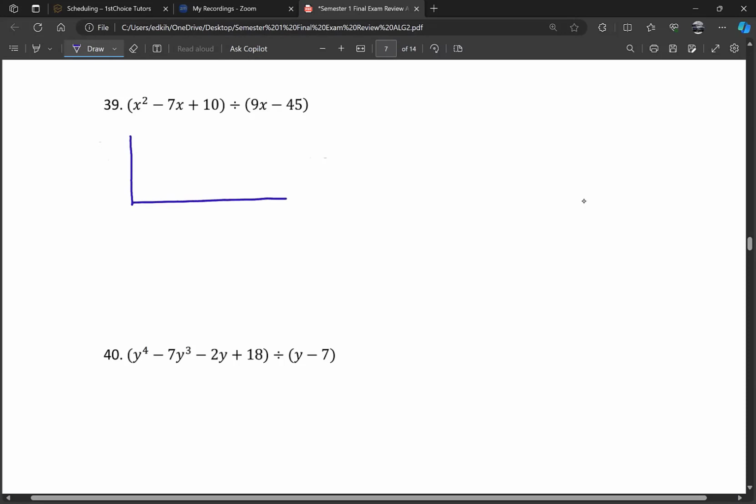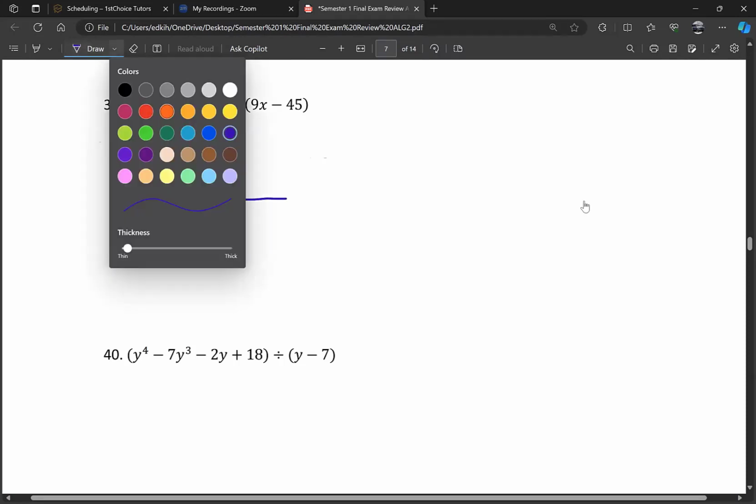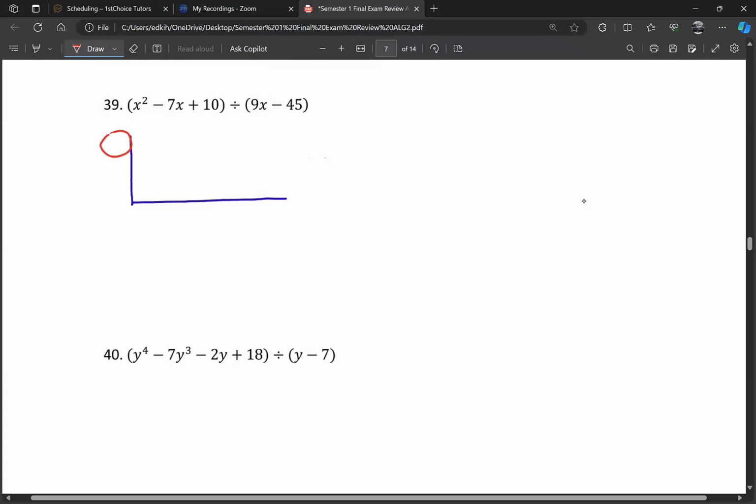Now, when you're dividing by synthetic division, the number you put out here is what you get by solving for x in this little divisor. So we have 9x minus 45. We need to solve for x, so set it equal to 0. Add 45 to both sides. So 9x equals 45. x ends up being 5. That's what you're going to put out here as your divisor.